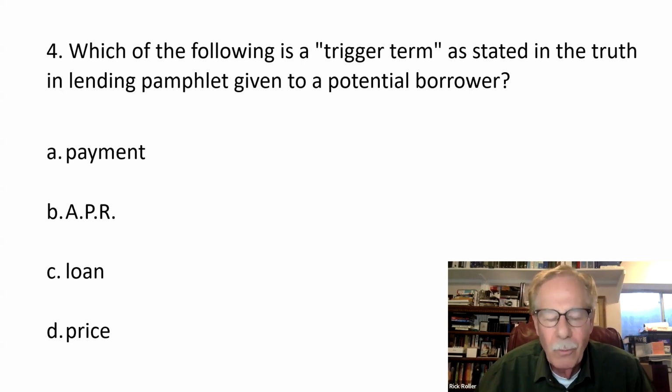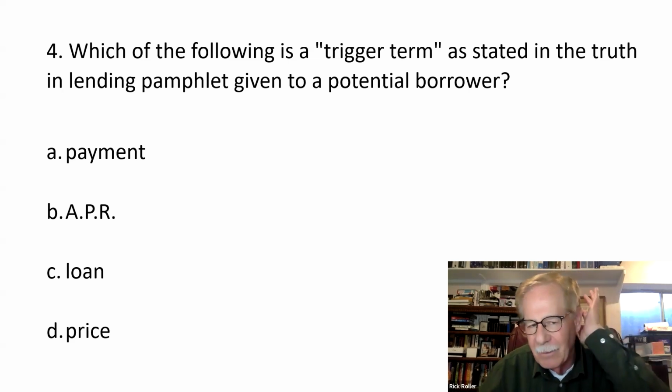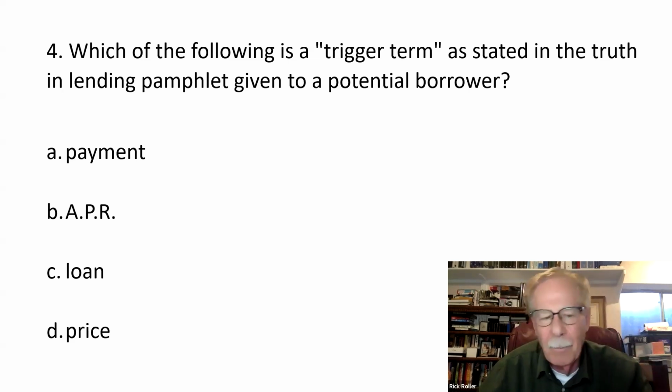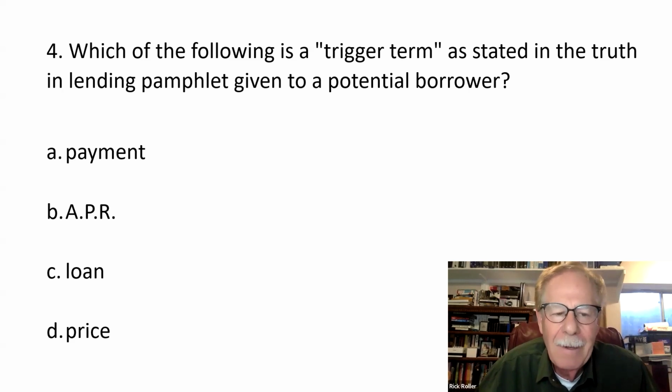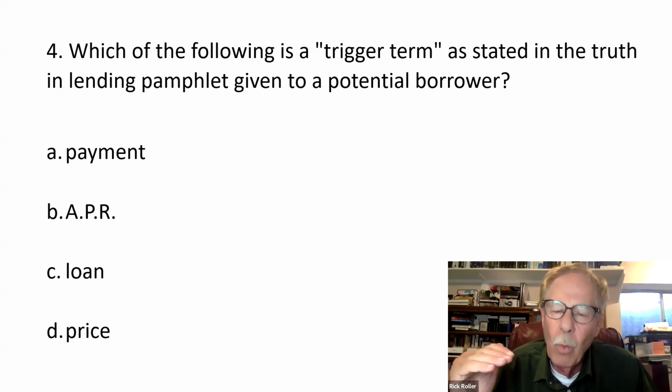So what is a trigger term? Okay, well, out of all these, there's a federal law that says if you say this, you have to say other things. Okay, well, APR could be in an ad all by itself. The fact that it's a loan could be all by itself. The price could be in an ad all by itself. Okay, but what you cannot advertise because of federal rules, if you say one of these, you have to say everything else.